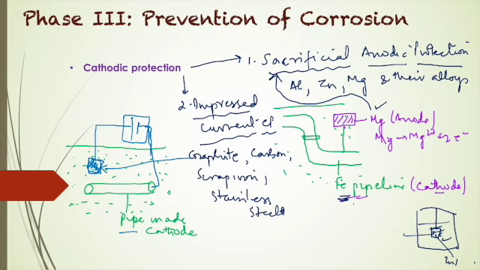Let's have a quick recap. Cathodic protection मतलब मैंने अपने मेटल को कैथोड बनाना है ज़बरदस्ती और उसको प्रोटेक्ट कर लेना है, क्योंकि कैथोड बनेगा तो वो कोरोड नहीं होगा. ओके, हाउ डू आई डू? दो तरह से हम कर सकते हैं.